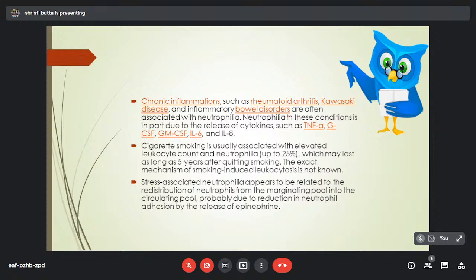We also have stress. Now, stress, what does that do? It releases hormones, okay, typically epinephrine. Now, what does epinephrine do? Epinephrine, what it does is that it redistributes the neutrophils from the marginating pool, okay, into the circulating pool. Once the neutrophils are moved on into the circulating pool, that results in neutrophilia. Remember, epinephrine can also cause a decrease in the level of L-selectins. So a decrease in the L-selectin inhibits rolling, and that converts the neutrophils from the marginating pool into the circulating pool.